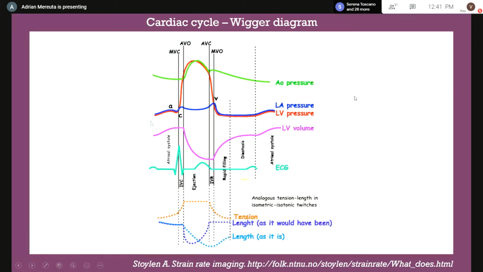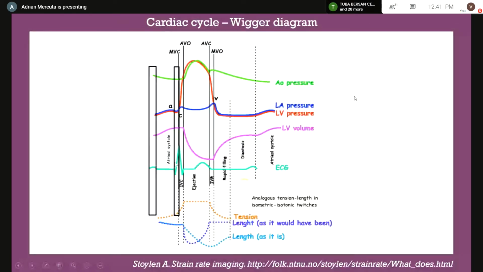And actually, you can see that the atrium starts contracting here, some time after the beginning of the electrical activation. And the same is valid for the ventricle as well. This distance here is the time needed for the depolarization to reach the ventricle and produce contraction. For this reason, for the cardiac cycle, this Wiggers diagram is very useful.